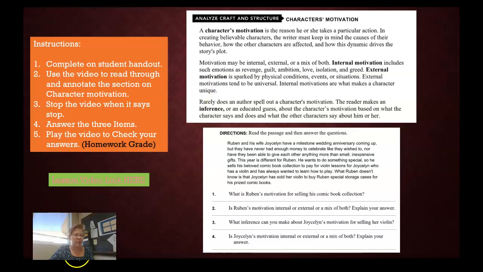Let's do a little bit of review before we practice today. Remember, a character's motivation is the reason that he or she takes a particular action. So, the reason for the action. And again, I'd like you to annotate. I know we did this yesterday, but practice makes purpose.